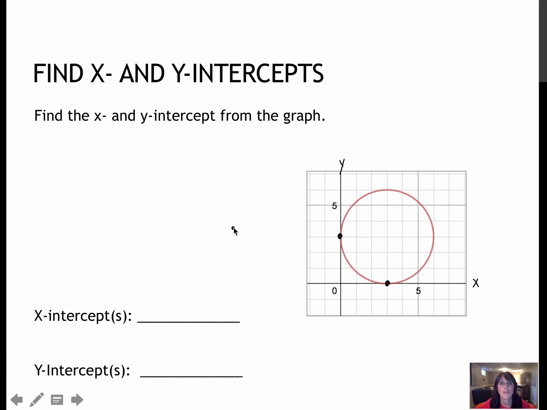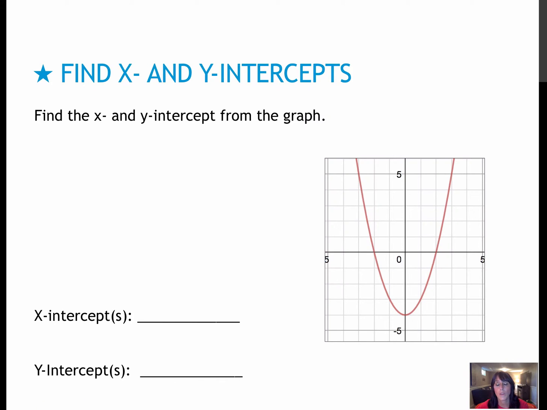When we write them, generally you would write them as an ordered pair. So the x-intercept here would be 3, 0. The y-intercept here would be 0, 3. Fairly straightforward when it's already graphed for us. One of those for you to try before we do from an equation.